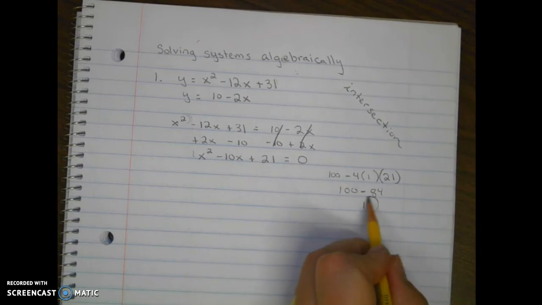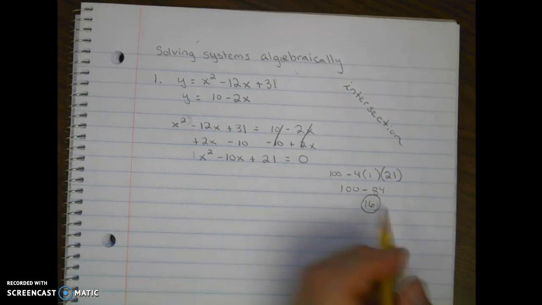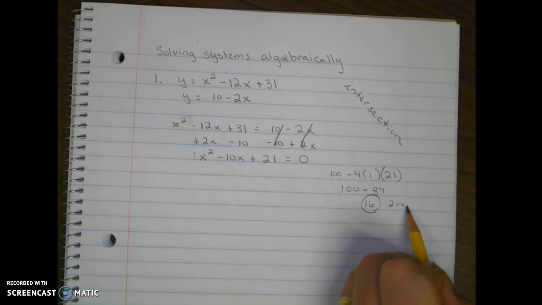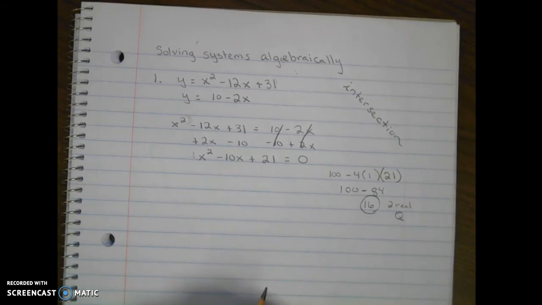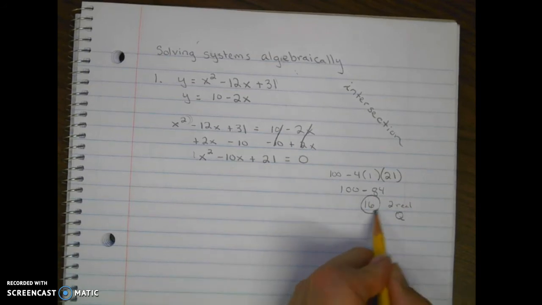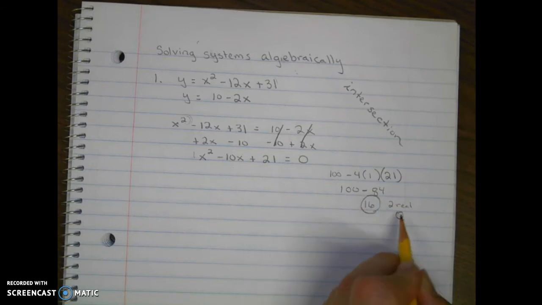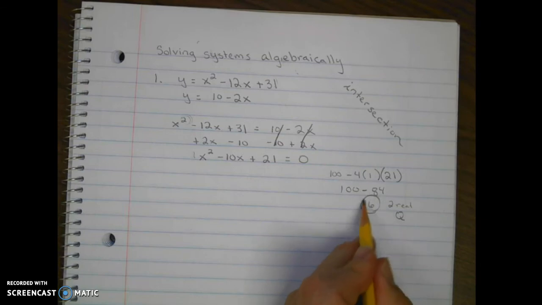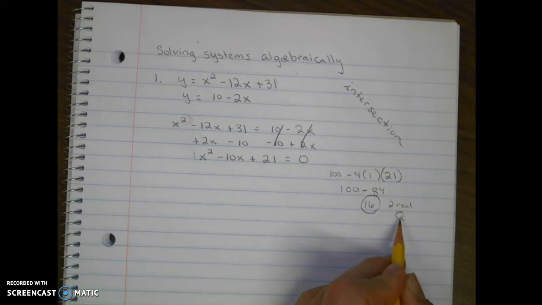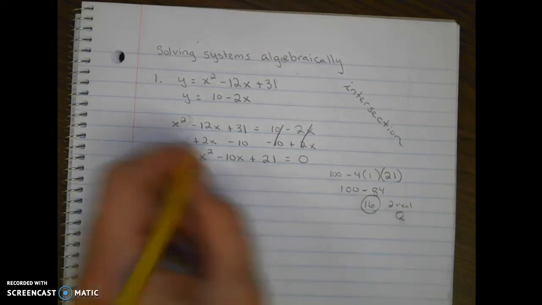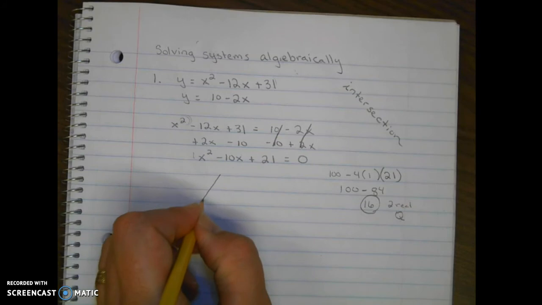Since that is a perfect square, we know that we're going to have two real solutions, and they're going to be rational. If this had turned out to be 17, that's not a perfect square. We'd still have two real solutions, but they would be irrational. And remember, if it turns out to be a negative number, then we'd have two non-real solutions, and it would turn out to be complex. So we know we can factor this because we've got a perfect square here.